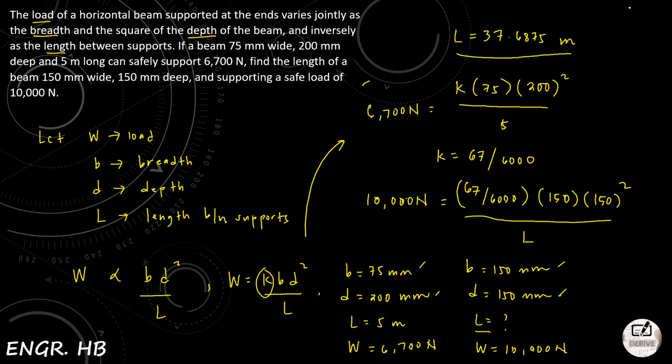So our 6,700 times 5 divided by 75 divided by 200 squared, our constant of proportionality is 67 over 6,000 times BD squared over L. So ang hinahanap natin is L. So multiply natin ng B, which is 150 times depth of 150 squared. Of course, all over our weight. So our weight is 10,000 newtons. Okay, so the length between support will become 37.7 or 0.6875 meters. Okay, so that's all for the variation problems.